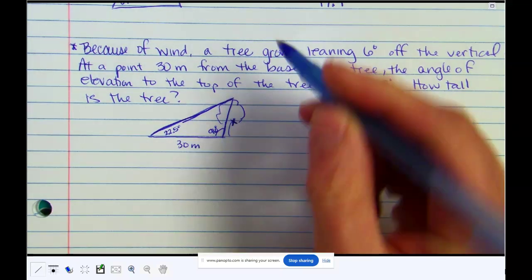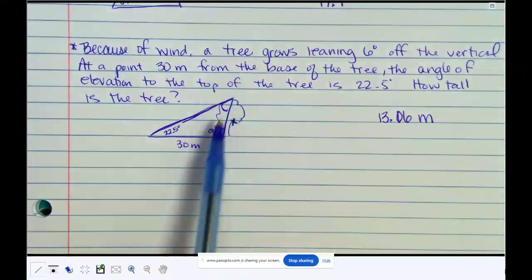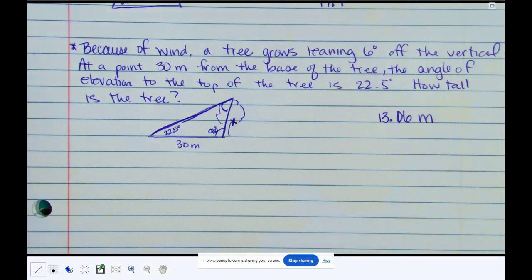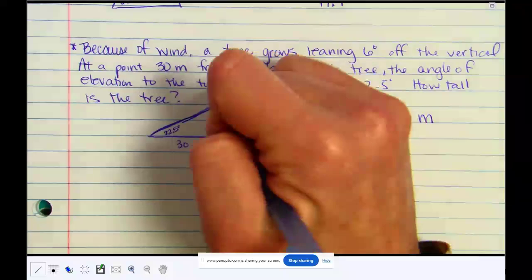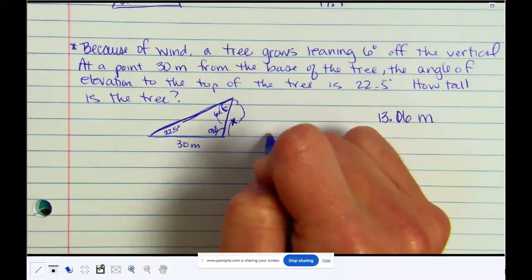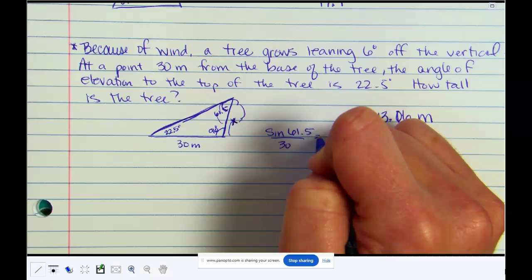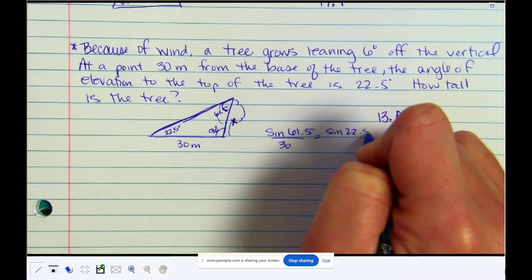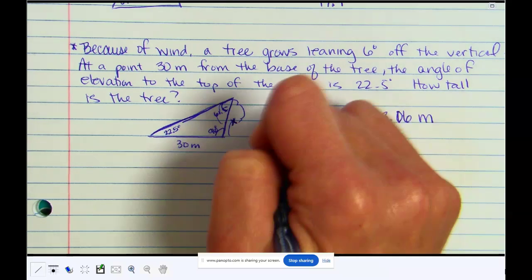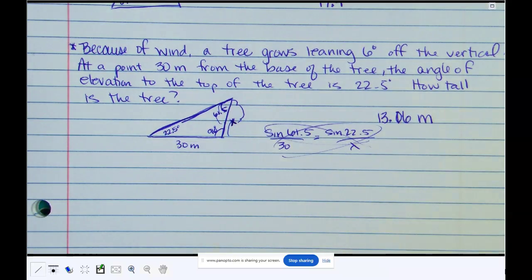So again, you can find that missing angle because it's the same situation. How much is the missing angle? 61.5. Correct. Okay, so we've got sine of 61.5 over 30 equals sine of 22.5 over x. Cross multiply and divide. 30 sine divided by sine. Yep, 13.06. My book is wrong. Always good.